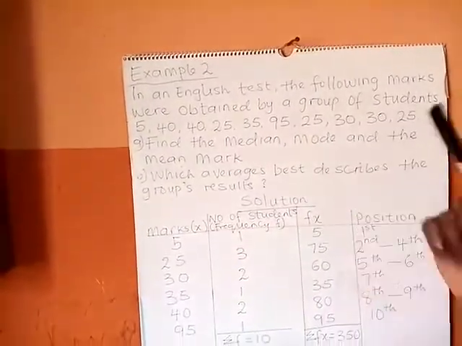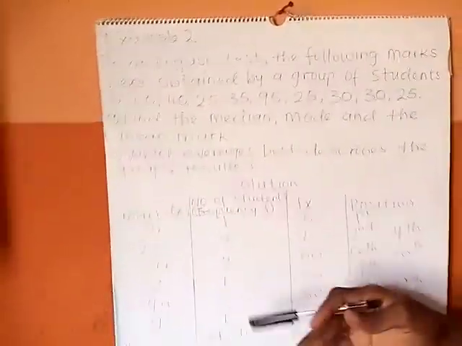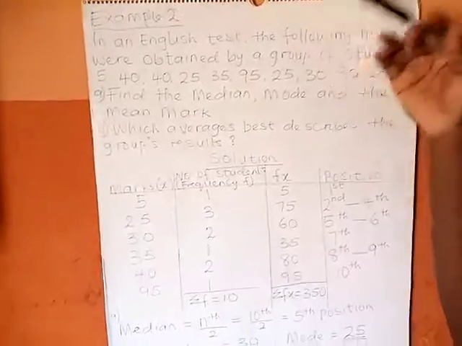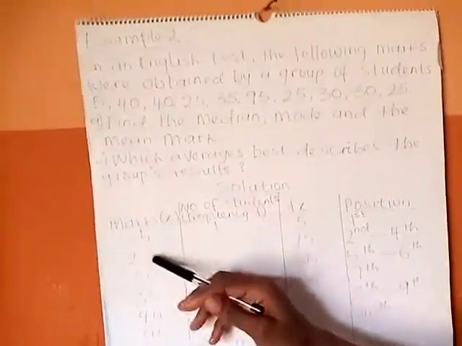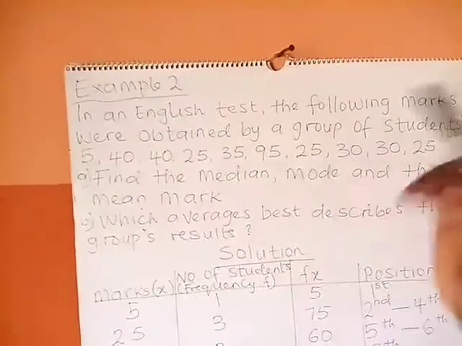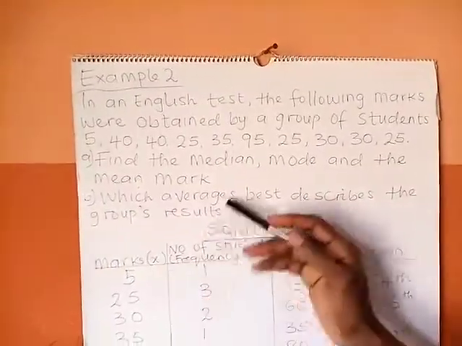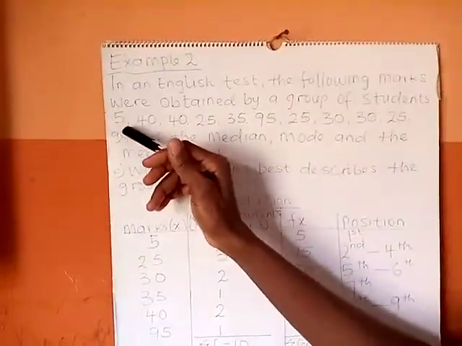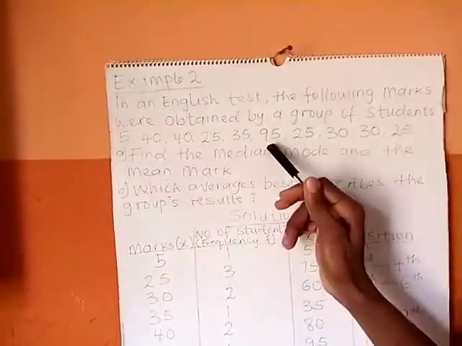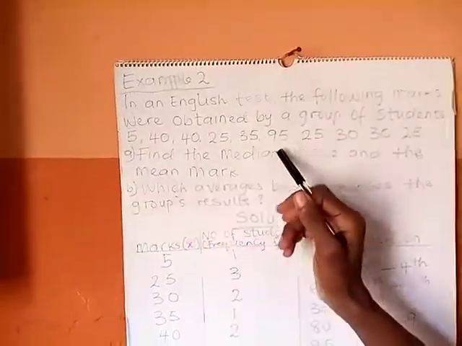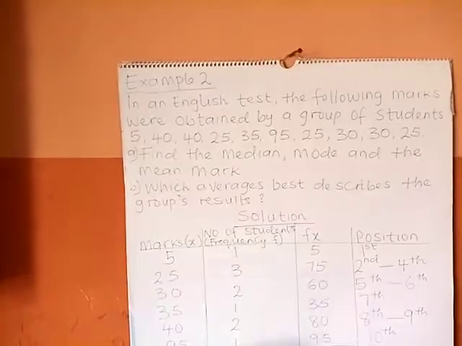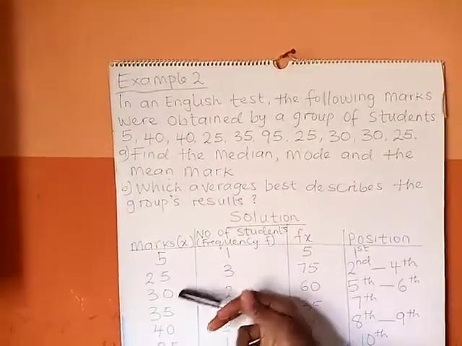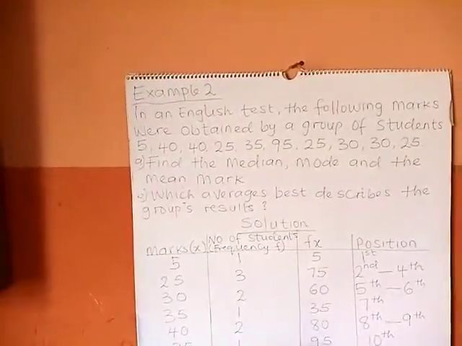Now let's see the solution. We want to use a frequency table to solve this question. The marks here, they said the following marks. So the marks is the x. You arrange the marks from the least to the highest. The least here is 5, while the highest is 95. So these are the marks: 5, 25, 30, 35, 40, and 95.